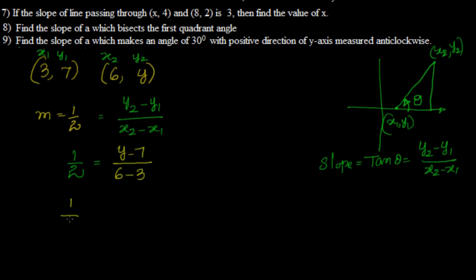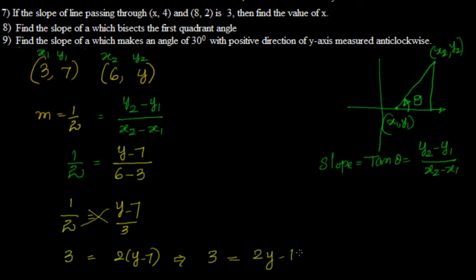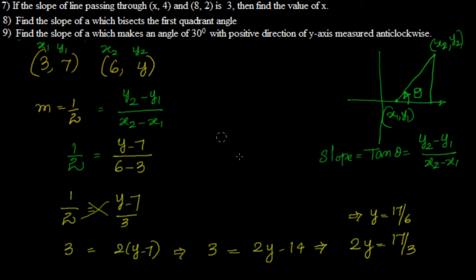If we just take it forward, expand it, simplify it, y minus 7 by 3, you do cross multiplication, or you multiply by 6 throughout, you will have 3 equal to 2 into y minus 7, or 3 equal to 2y minus 14, or 2y equal to 17, which gives y equal to 17 by 2. I did a small typo here, let me just fix it. 2y equal to 17, y equal to 17 by 2.